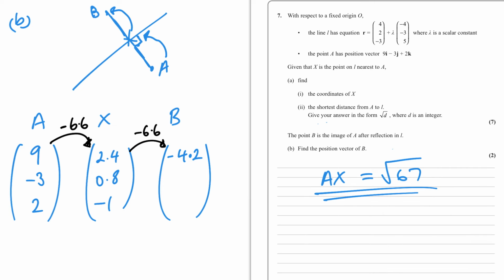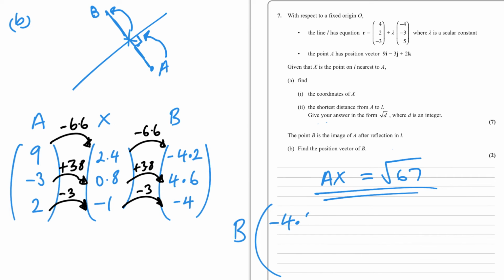Now I'm going to do the same with my Y values. So how do I get from minus 3 to 0.8? Well, I need to add 3.8. So I'm going to add 3.8 to my 0.8, and that's going to give me 4.6. And then finally, how do I get from 2 to negative 1? Well, I'm going to take away 3, so I'm going to do the same here. I'm going to take away 3, and that's going to give me negative 4. So my coordinates of B are minus 4.2, 4.6, and minus 4.